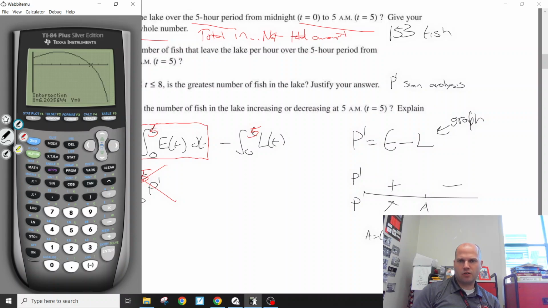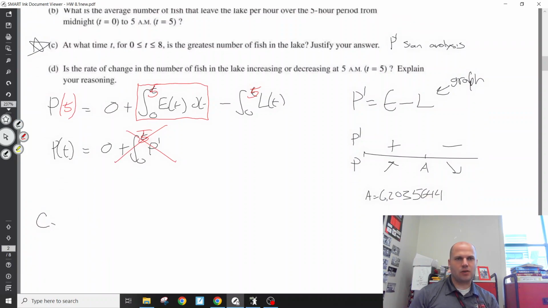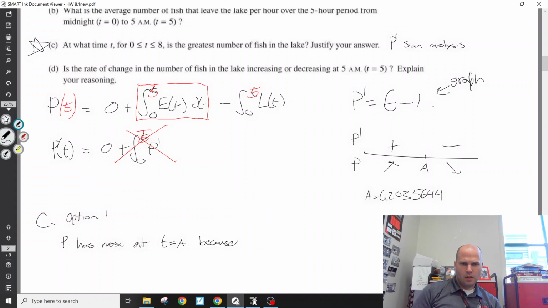That means P is increasing, then decreasing. If you see that this is the location where you have to have a max, you don't have to do what's considered the candidates test. So here is option 1. To answer part C, option 1, P has a max at T equals A because P prime, which needs to be written down somewhere, is positive from 0 to A, and then P prime is negative from A to 8.